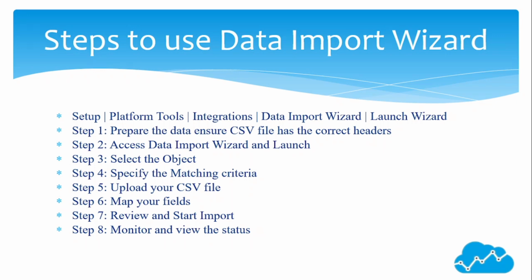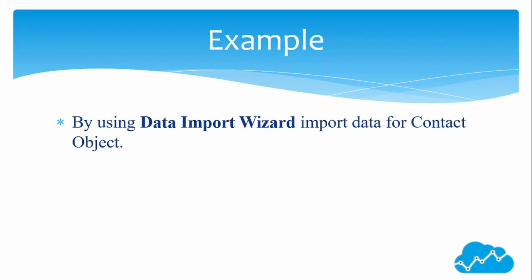Steps to use data import wizard: setup, platform tools, integrations, data import wizard, launch wizard. Step 1, prepare the data, ensure CSV file has the correct headers. Access data import wizard and launch. Select the object, specify the matching criteria, upload your CSV file, map your fields, review and start import, monitor and view the status. So let's see an example. By using data import wizard, import data for contact object.